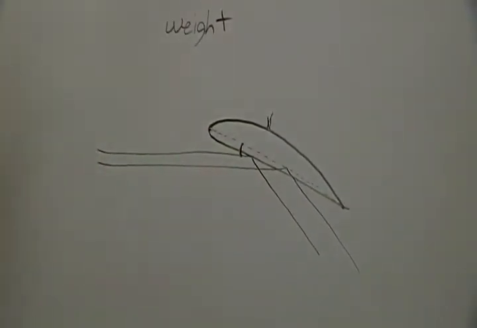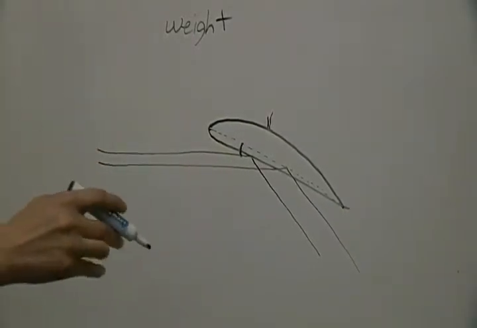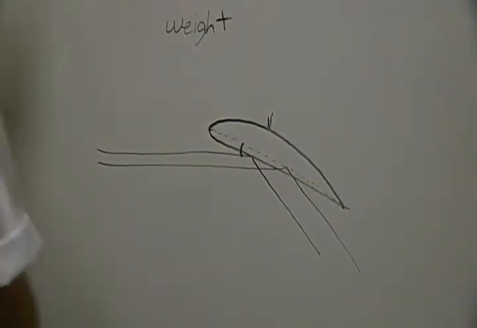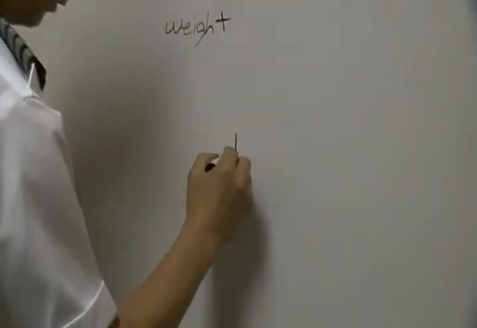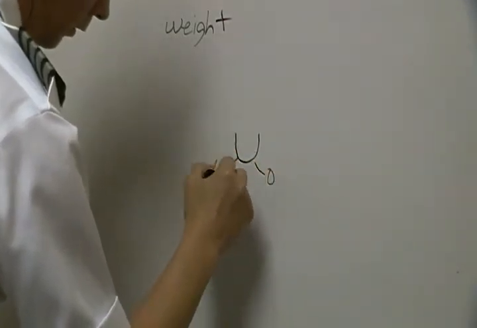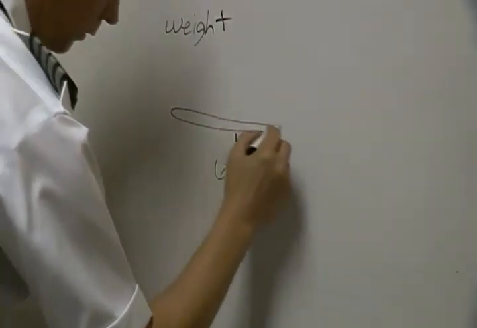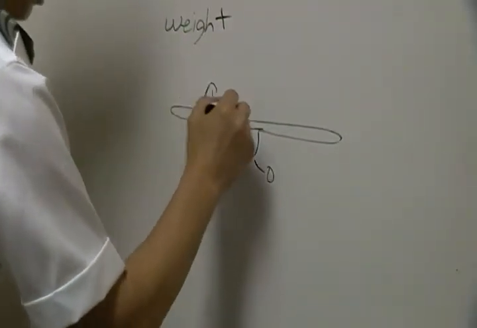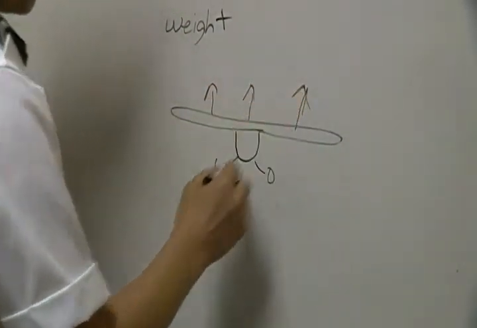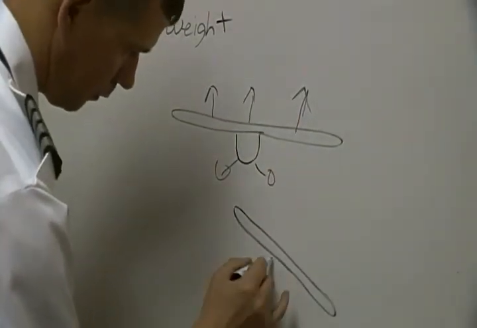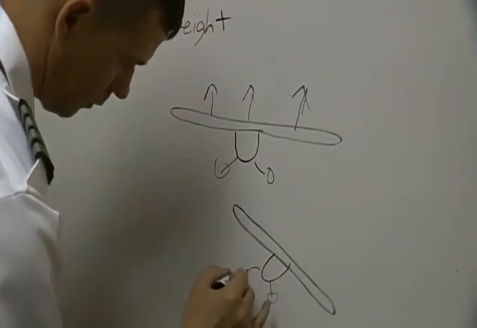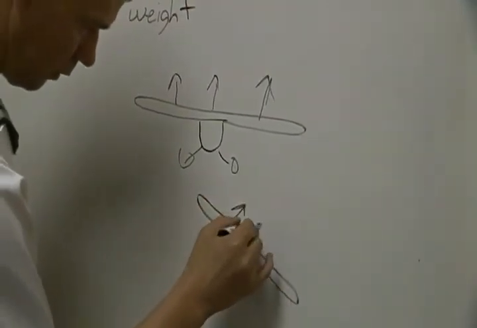And one thing to know about lift is that it's always going to happen perpendicular to the wing. So your lift, no matter what, is always going to be this direction. If the aircraft is banked, let me draw a little, we've got our airplane, and we've got our wings. It's always going to be perpendicular. And if we have bank, it's always going to be perpendicular.